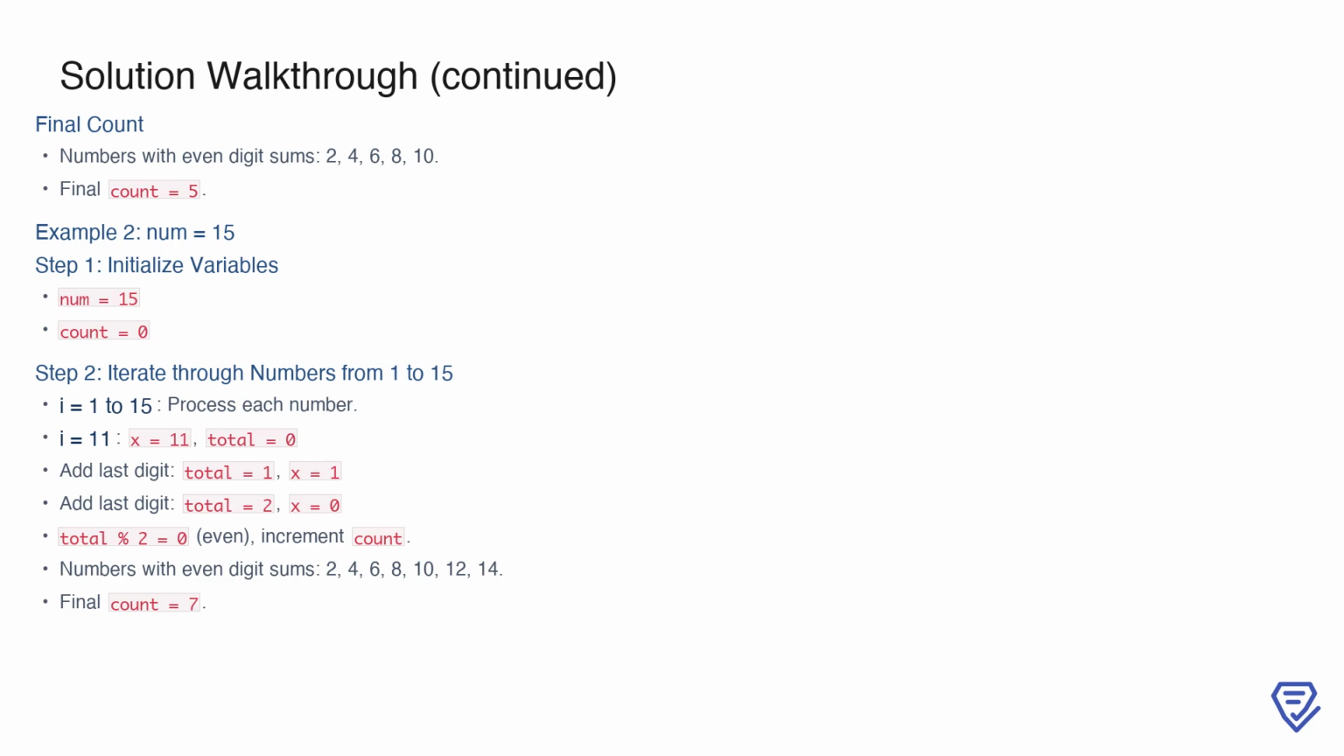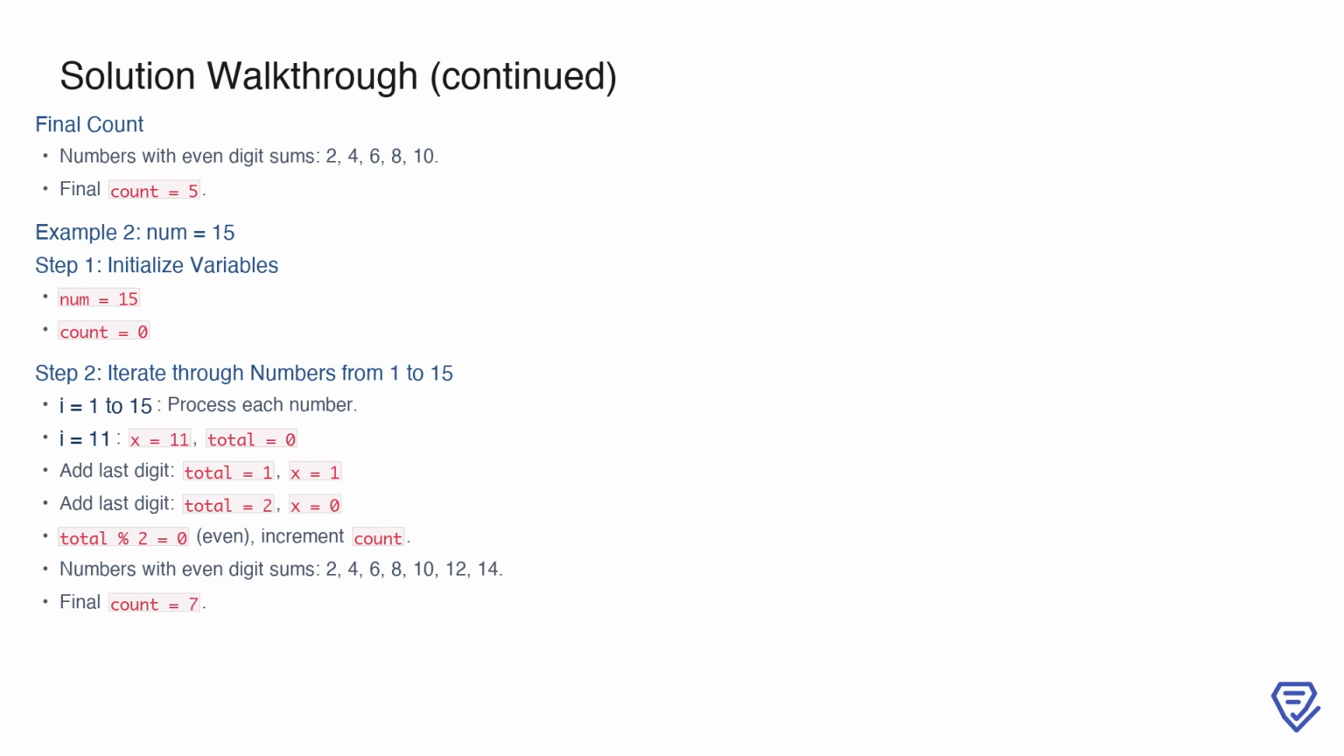For each number, we calculate the sum of its digits and check if the sum is even. If it is, we increment our count. For example, when i is 11, the first digit is added to the second digit, resulting in a total of 2. Since 2 is even, we increment count. Repeating this process for all numbers, we find that the numbers with even digit sums are 2, 4, 6, 8, 10, 12, and 14. This gives us a final count of 7.